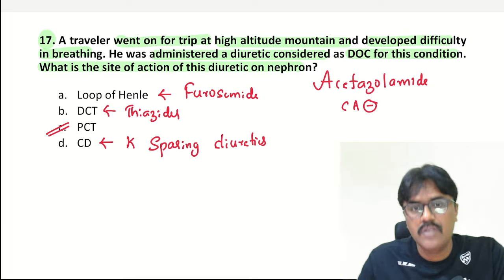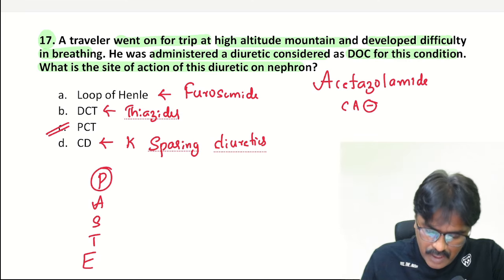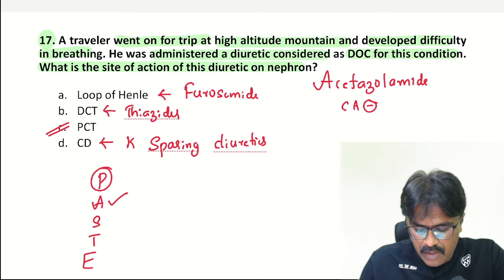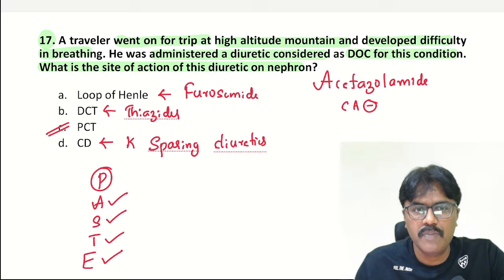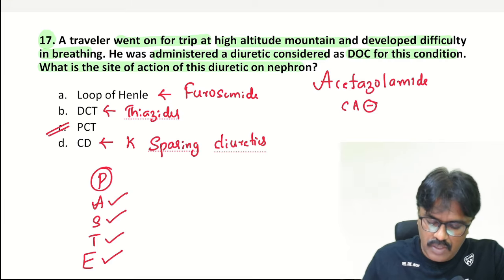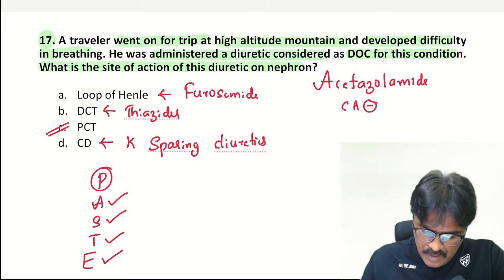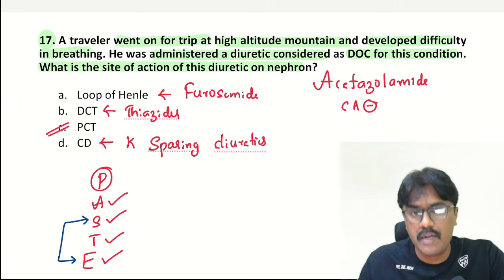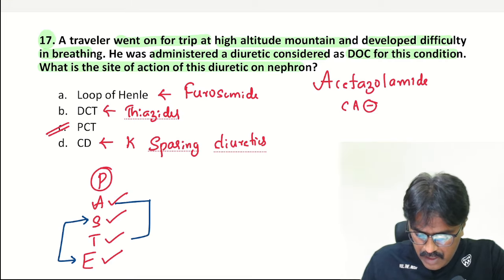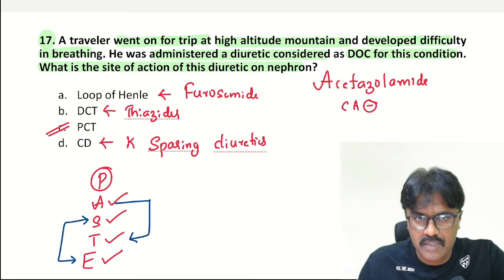So what are the potassium sparing diuretics? You know the mnemonic PASTE. P for potassium sparing diuretics, A for amiloride, spironolactone, triamterene, and eplerenone. These are potassium sparing diuretics. So in detail, if I want to tell you, spironolactone and eplerenone are aldosterone receptor antagonists. Amiloride and triamterene are ENaC inhibitors.